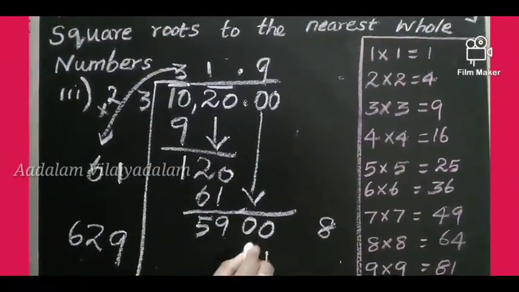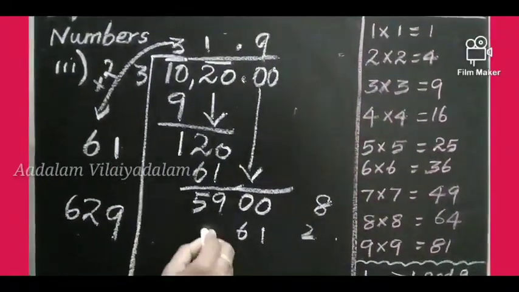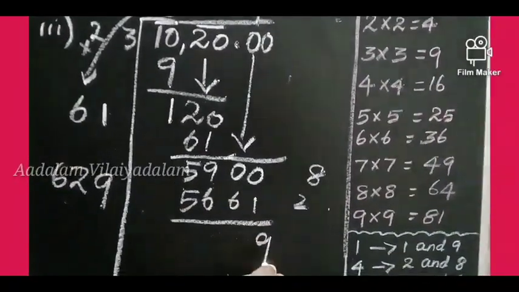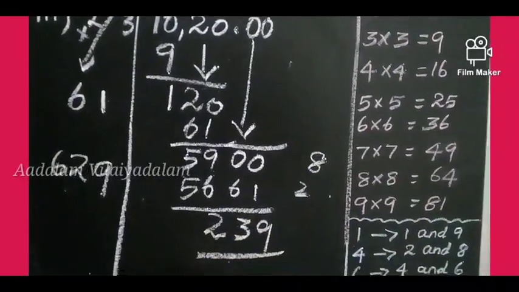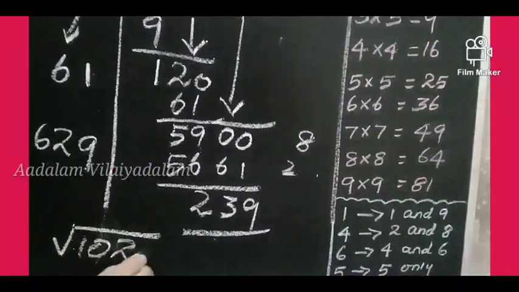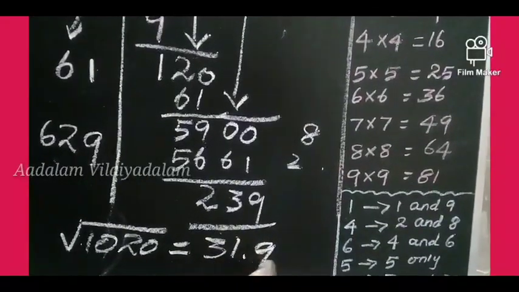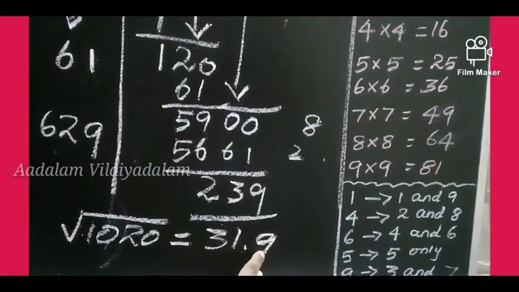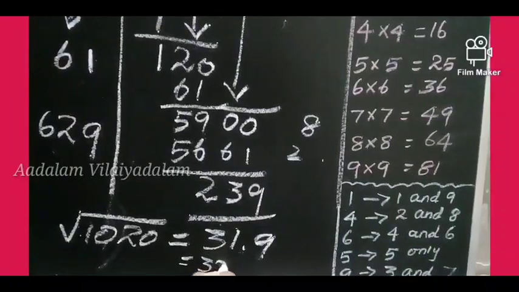18 plus 8, 26. 9 6s are 54 plus 2, 56. So the remaining value is 9, 3, here 2. The square root of 1020 is equal to 31.9. So this is a decimal value. Rounding off means if the digit after the decimal is 5 or above, you just add one to the number. So 31 plus 1, 32 is the answer.